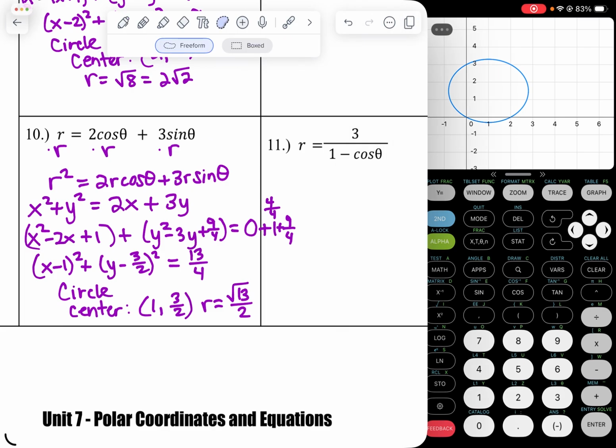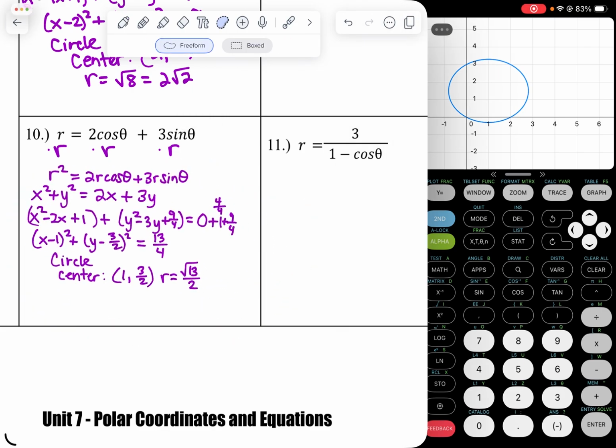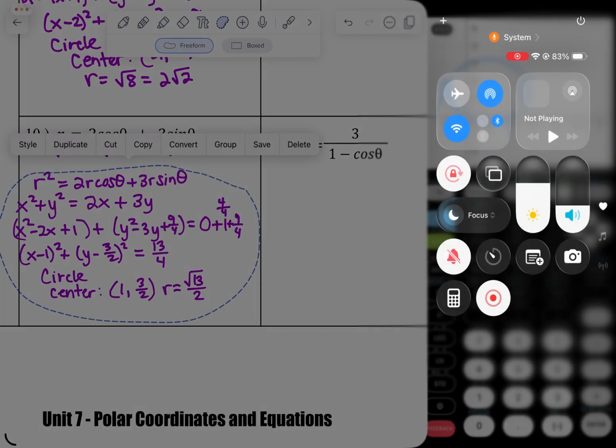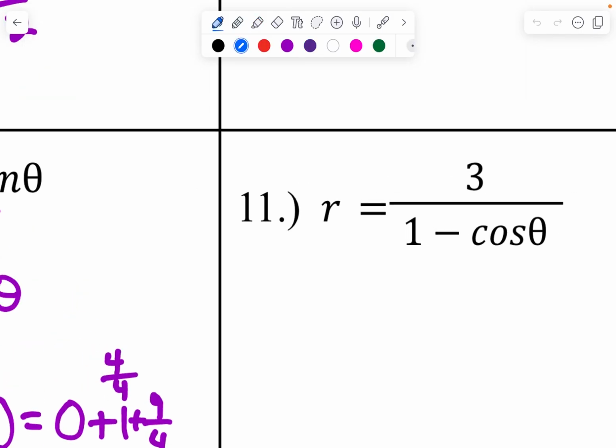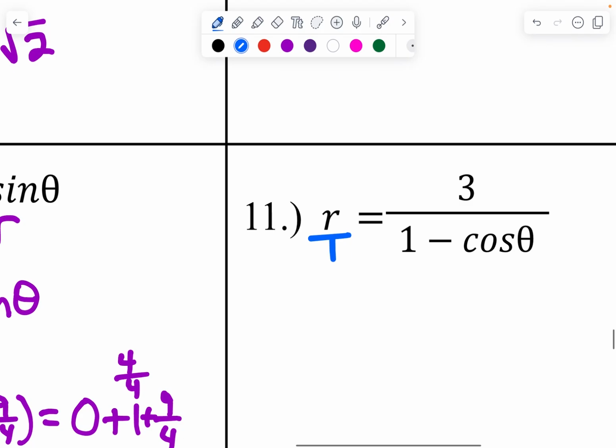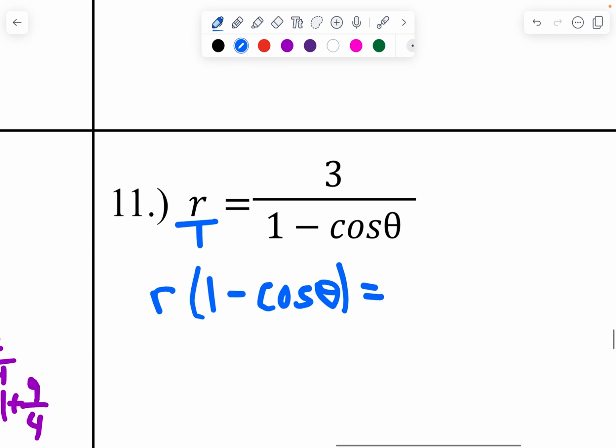All right, so this last one, we need a different strategy that we haven't used yet. See how we've got this fraction on the right side? We've got to cross multiply here. We're going to cross multiply. We haven't done that yet. So if we cross multiply, we'd have r times the 1 minus cosine of theta has to equal 1 times 3.